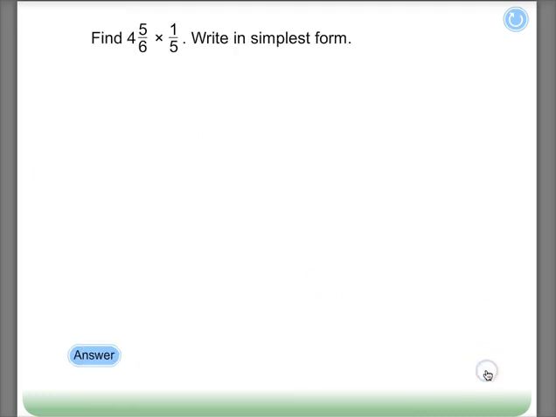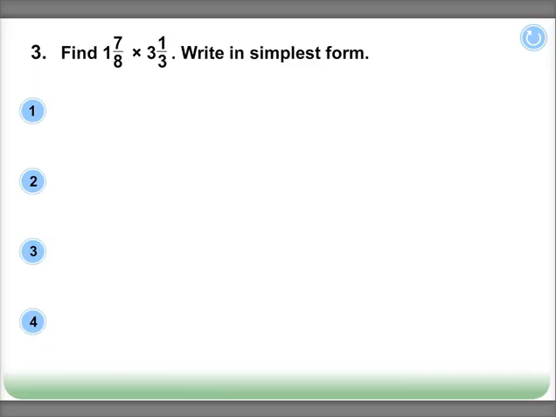All right, so here's your second example. Find 4 and 5/6 multiplied by 1/5. Remember, change that mixed number into a fraction. Okay, moving on to the next one.